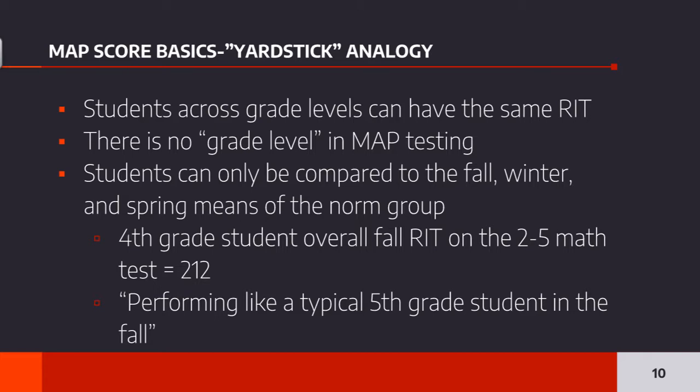For example, you have a 4th grade student who has an overall fall RIT on the 2 through 5 math test of 212. You can say, after looking at that score and comparing them to the norms, that they are performing like a typical 5th grade student in the fall. You cannot say they are at a 5th grade level because you're comparing them to the performance of a norm group. So you instead state they are performing like a typical 5th grade student in the fall.